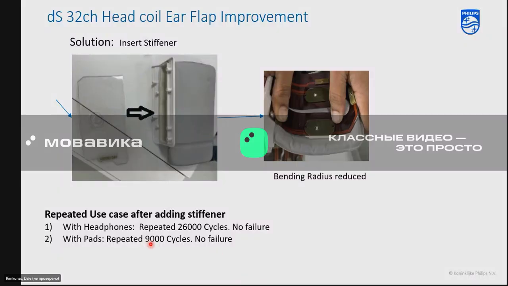Before, they would get the coil to fail after 6,300 cycles. Now they've gone 9,000 cycles and they've had no failure yet. So feeling pretty good that we made a substantial improvement in the reliability of the 32-channel head coil.